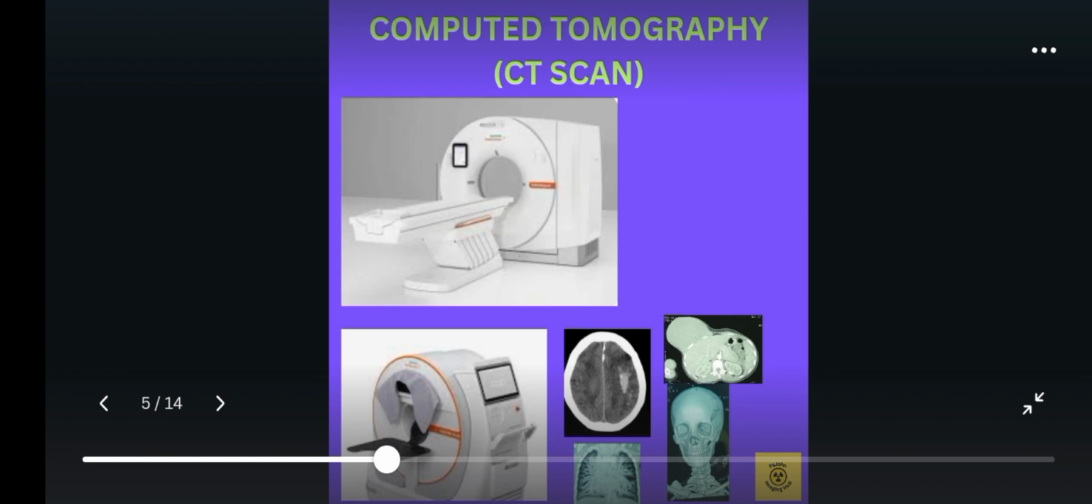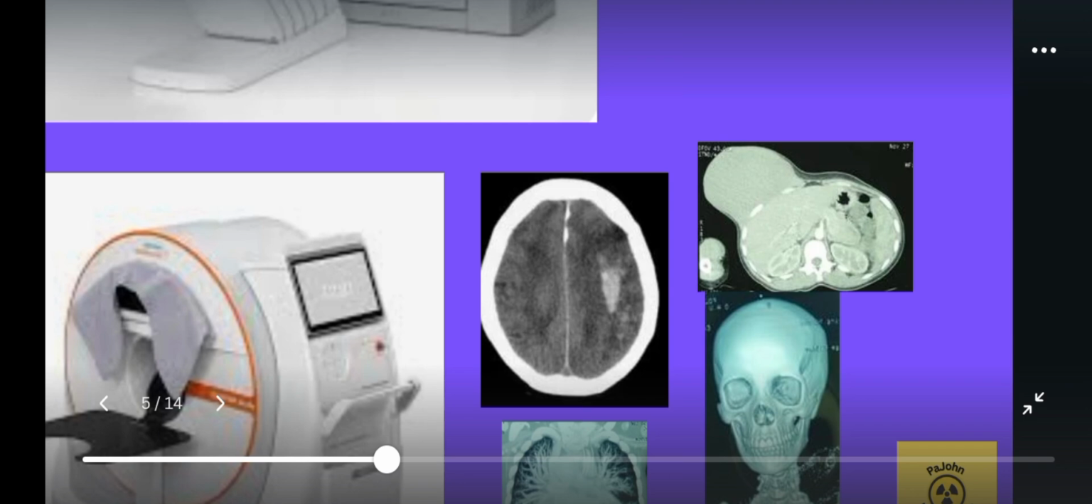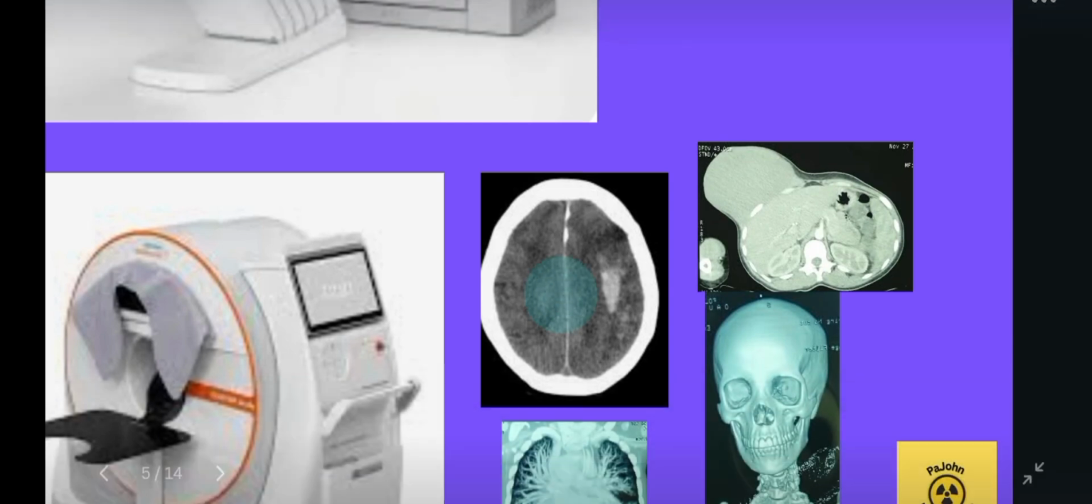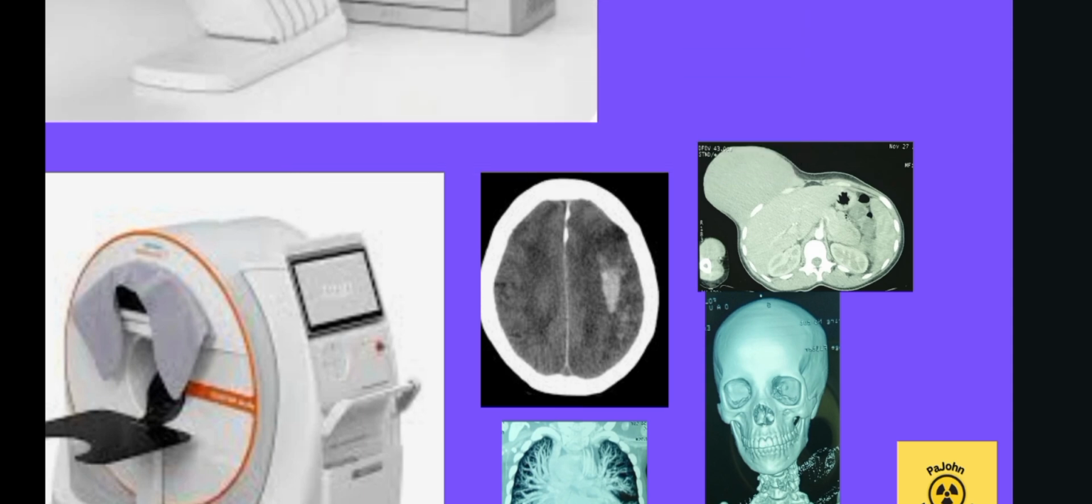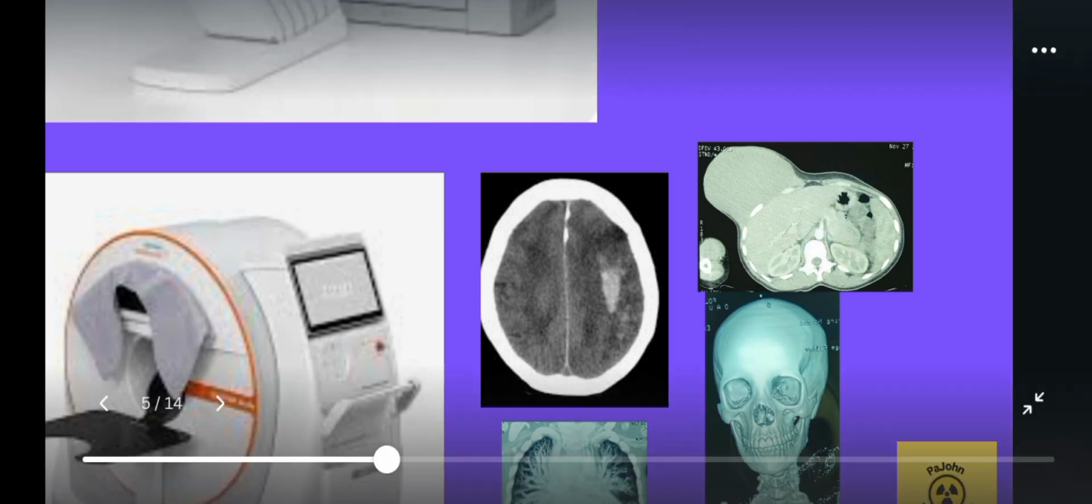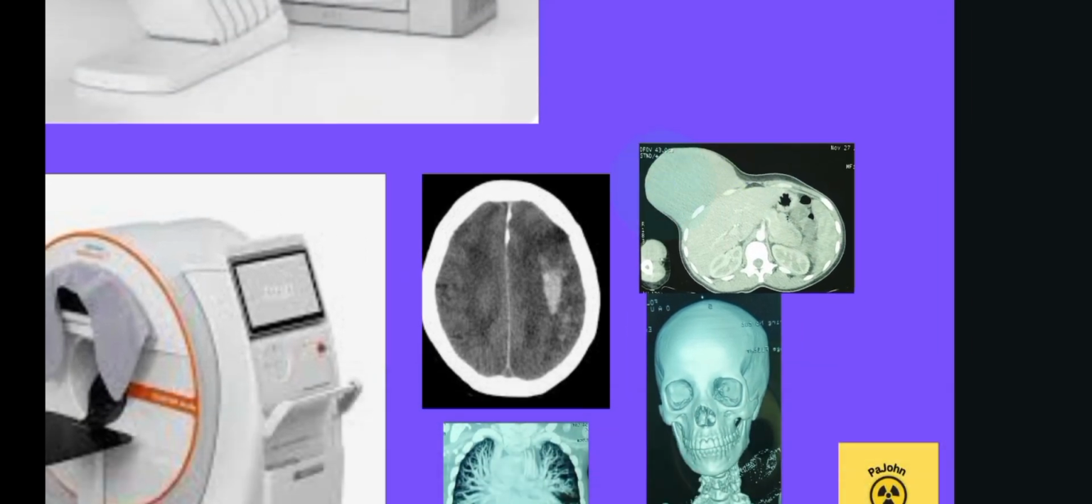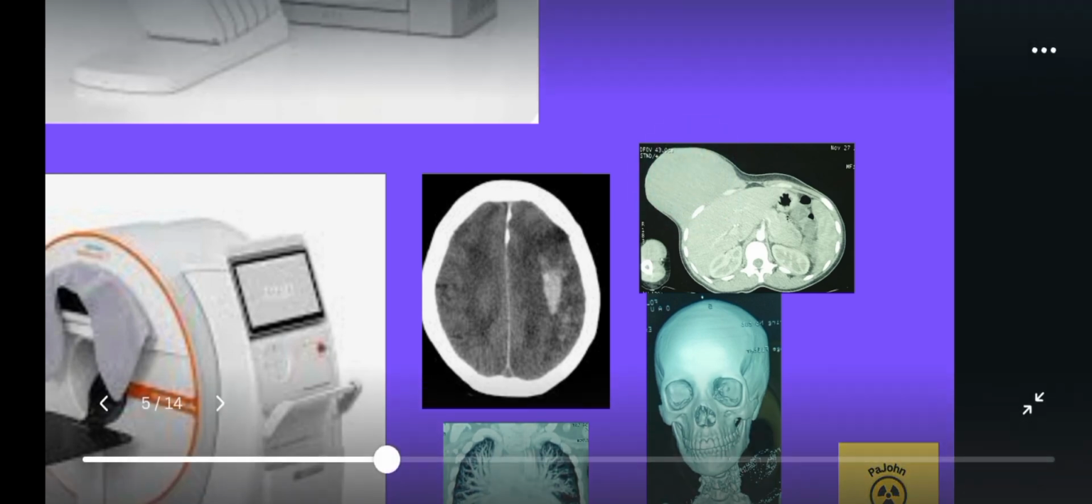These are some of the images of CT scan. You can see this is a cranial image. You can see this is a hemorrhage. This white something here is hemorrhage. You can see this is an image of the abdomen. You can see this thing here. This is a tumor. It is a mass.